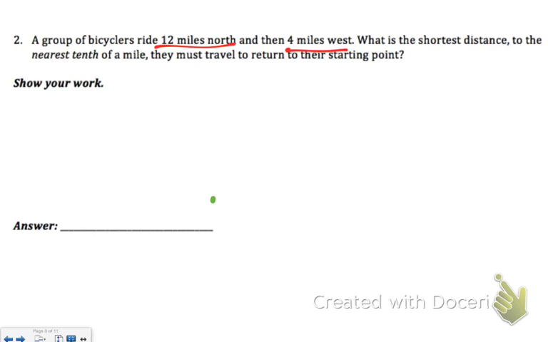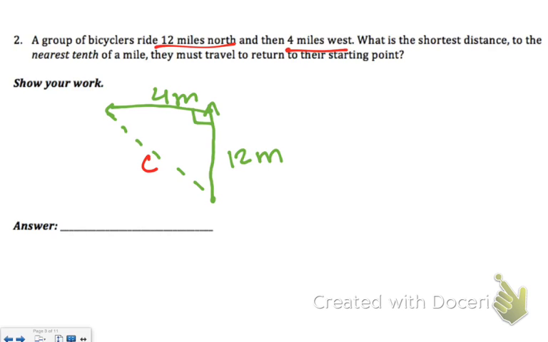They would be starting somewhere down here, and they would travel north 12 miles. Then they would be going west for 4 miles, and we need to figure out what the shortest distance going along this diagonal would be. Again, we're solving for the hypotenuse in this case, and 4 and 12 would be our legs. So pause the video, find what the distance would be, and unpause for the solution.